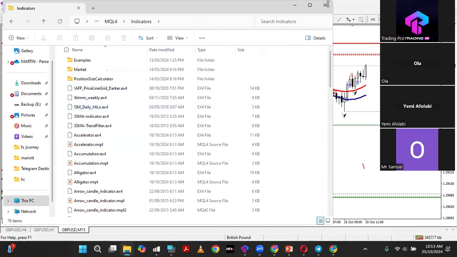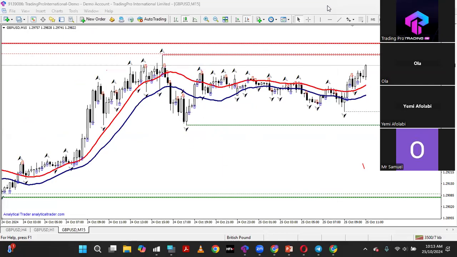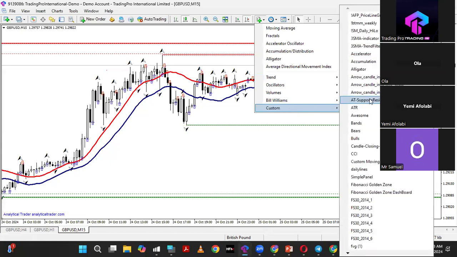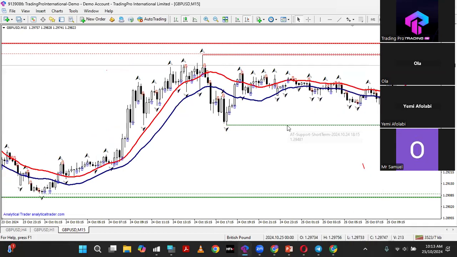When you paste it, close the folder, close your MT4 and open it again. When you do that, the name of the indicator is going to be, you go to custom, ATR support and resistance. It's going to appear here. Are we on the same page?